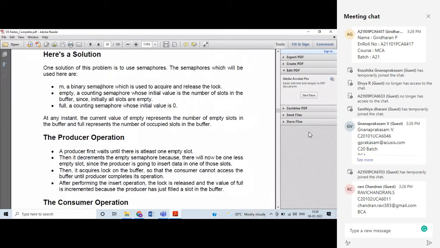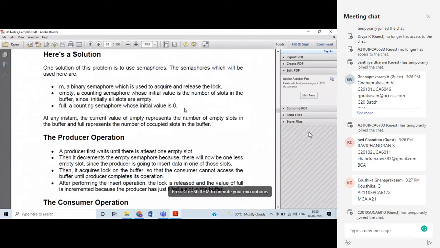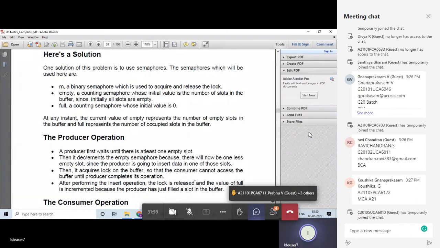Okay, so at first we have to initialize a binary semaphore which is used to acquire and release the lock, and the empty variable which indicates the number of empty slots in the buffer, and full, which is again a counting semaphore. We set its initial value to 0. At any instant, the current value of empty represents the number of empty slots in the buffer, and full represents the number of occupied slots.